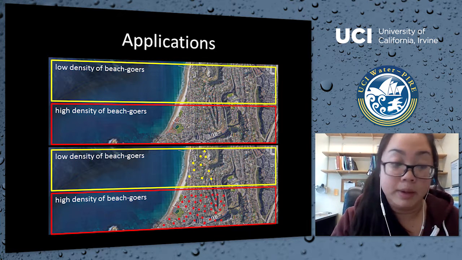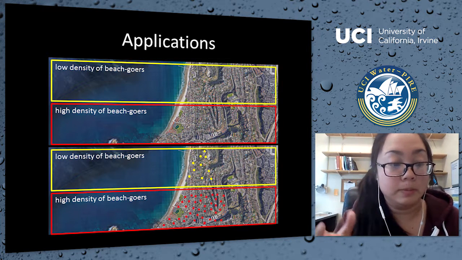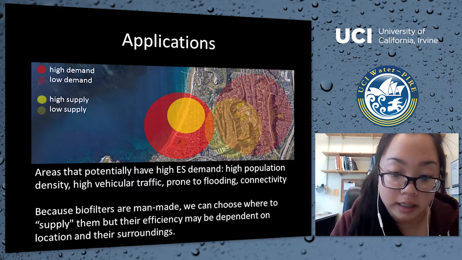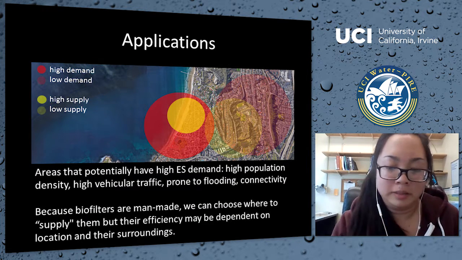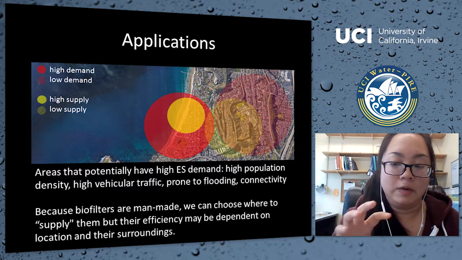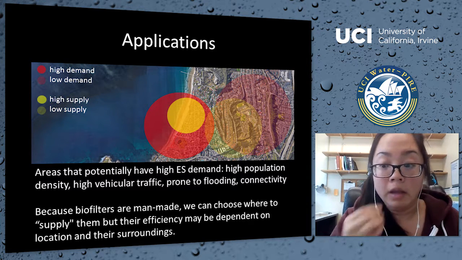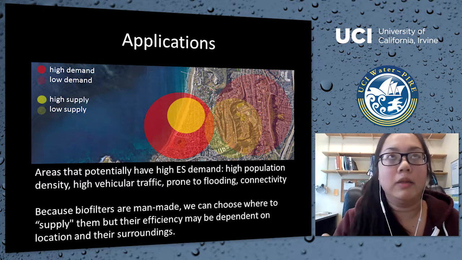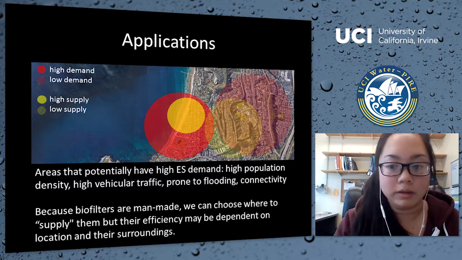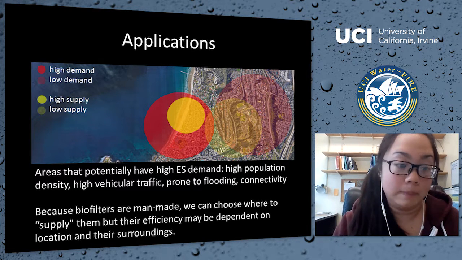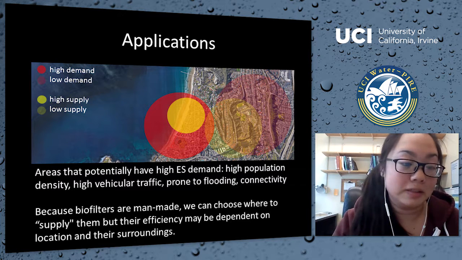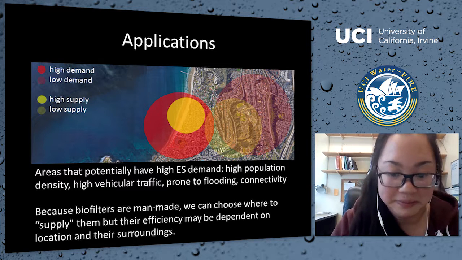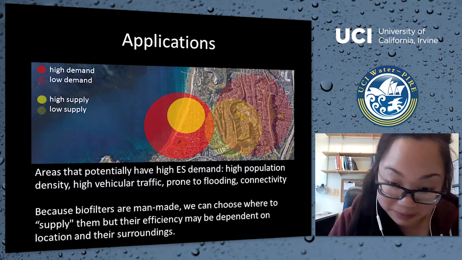So we have to choose where the biofilters might be most beneficial, and that might be where there's a higher density of people. So if we go on to the next slide, this is in a little bit more economic terms, but we can start to map where demand for ecosystem services might be high. In terms of biofilters, that might be where there's high population density, high vehicular traffic, or places prone to flooding. And the nice thing about biofilters is that they're man-made, so we can choose where to supply them, which doesn't usually happen. So that's something that's really nice.